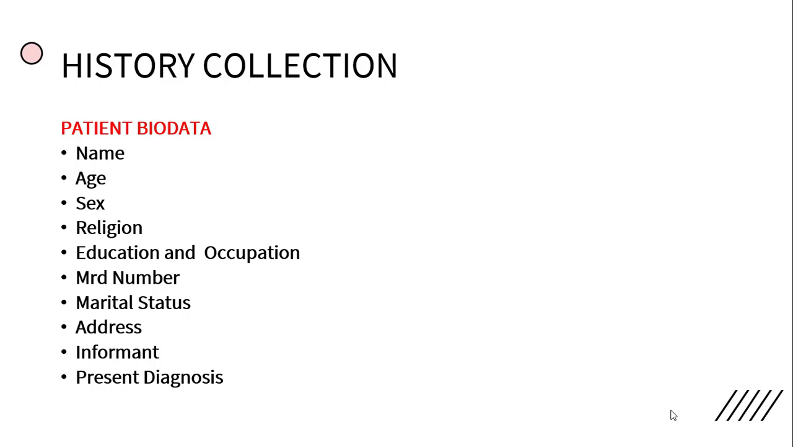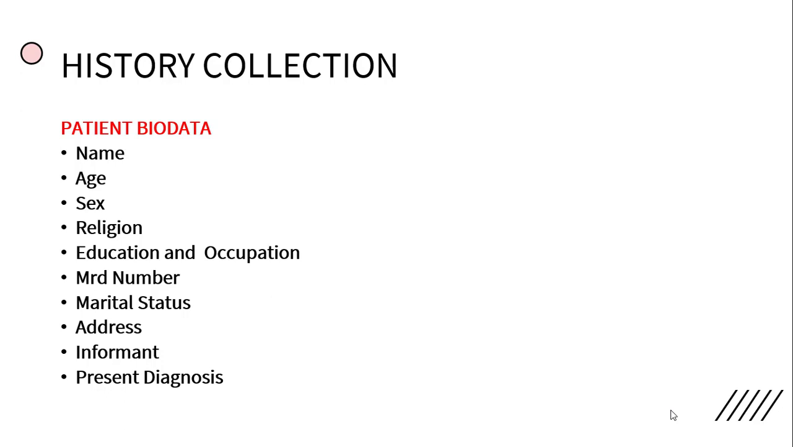religion, education, occupation, MRD number, that is medical record number, marital status, address, informant, that means who is giving information about the patient. Sometimes the patient can't give the information. At that time, whoever is there to give information, that person's name or relation you have to write in the informant column.